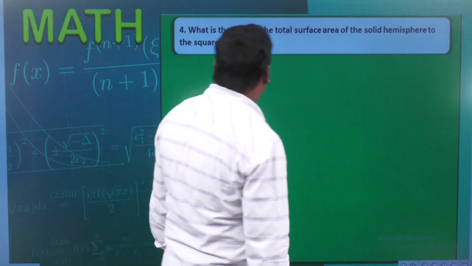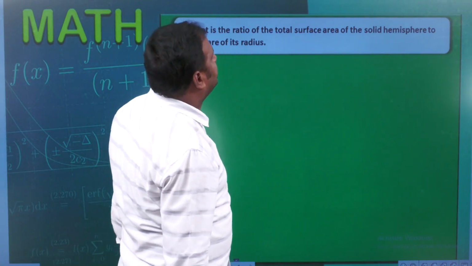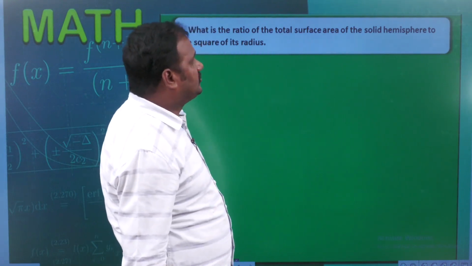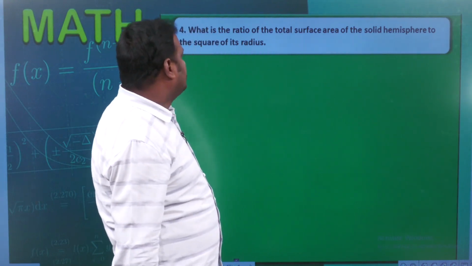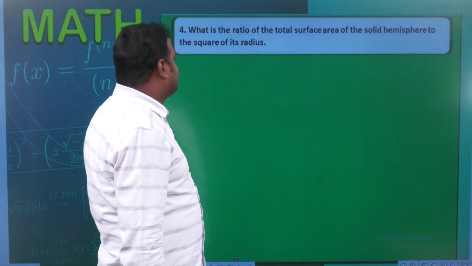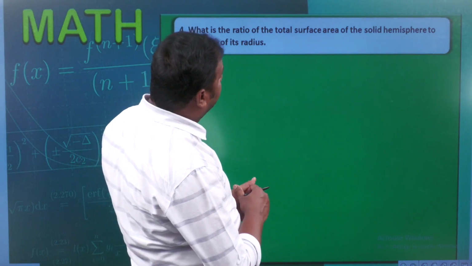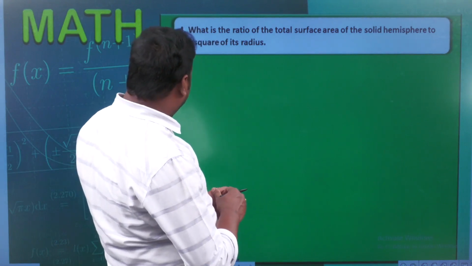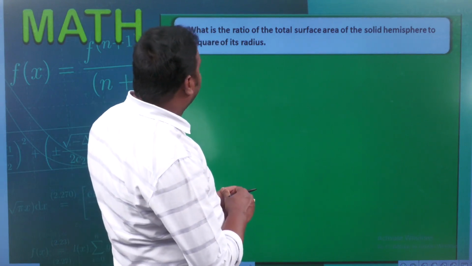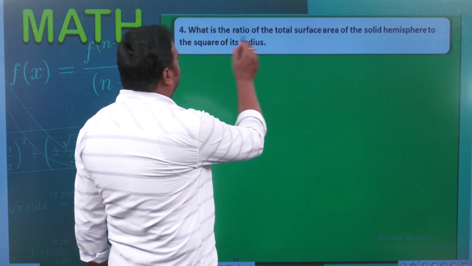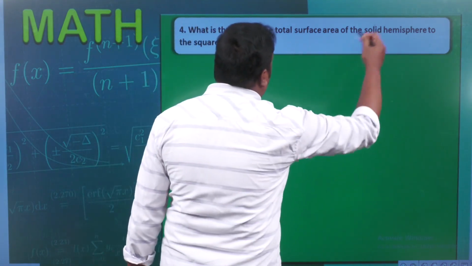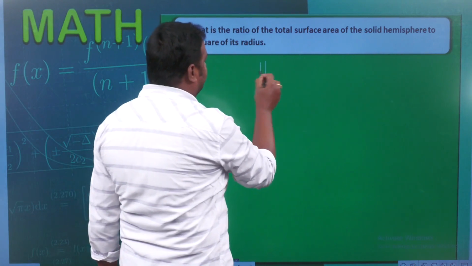Coming to the next one. What is the ratio of the total surface area of the solid hemisphere to the square of its radius? Coming to the solid that we are going to discuss here, it is the hemisphere.